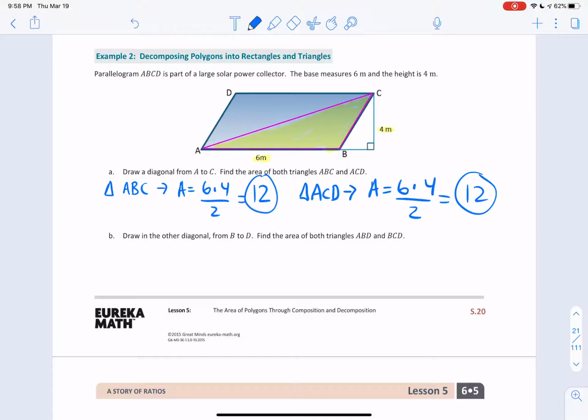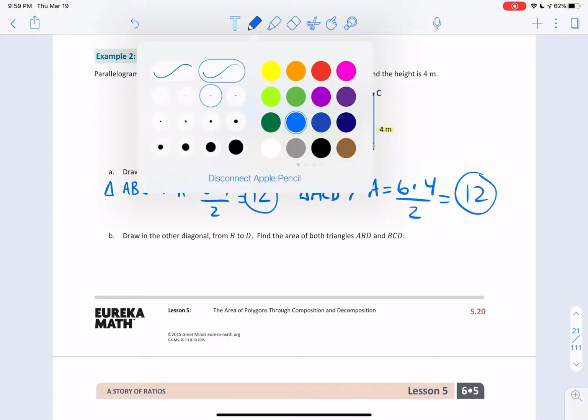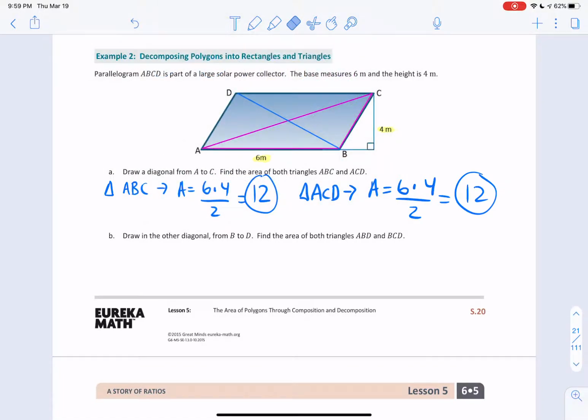Question B, draw on the other diagonal from B to D, and then they want us to find the area of all of those. So B to D, or D to B. Find the area of both triangles ABD and BCD. So now they want me to find the area of, let me erase this, get this out of the way. They want me to find the area of ABD, which is this guy right here. Right? They want me to find the area of that and then also the top section.